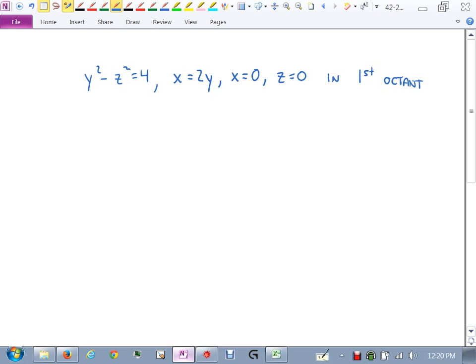Remember, there were 8 octants, right? The first octant, your x, y, z are all positive, right? So what is this stuff? Let's try and think three-dimensionally. Let me look back, I think that was supposed to be a plus. Yeah, it's plus. What's y squared plus z squared equals 4 in three-dimensional space?